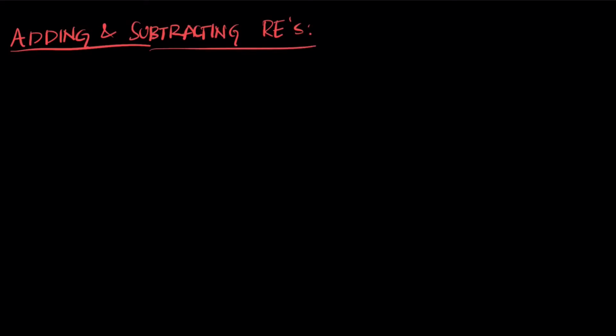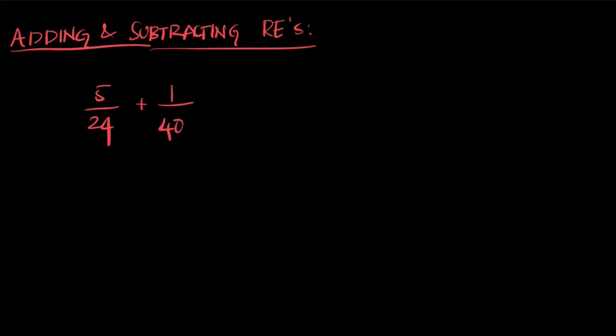So next let's talk about adding and subtracting rational expressions. The best way to understand this is to think about how you add two fractions. Let's say I have the fractions 5 by 24 and 1 by 40.